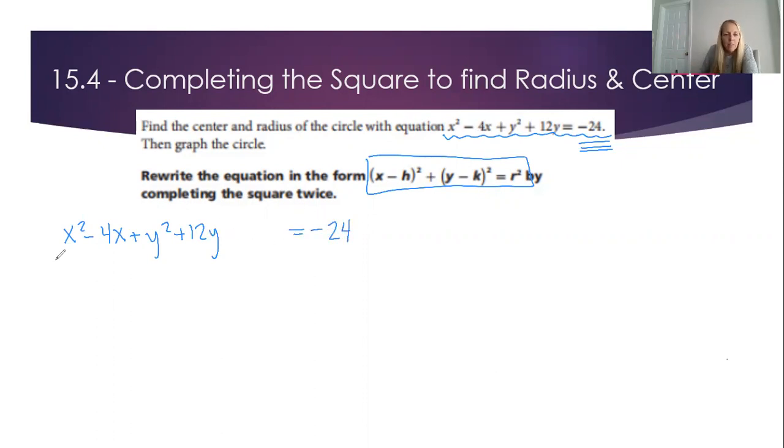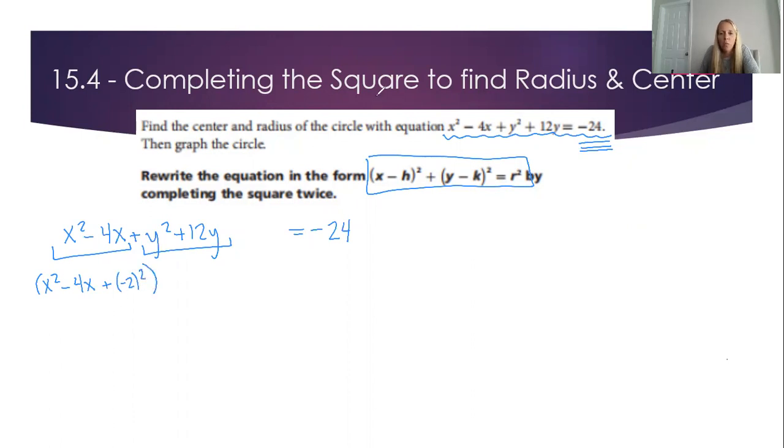Now we take these in two parts. We're going to do the same process twice, one for the x values, one for the y values. The way that you complete the square, we say x squared minus 4x. Now we take half of negative 4. Yes, we include that negative. Half of negative 4 is negative 2, and we're going to square that.